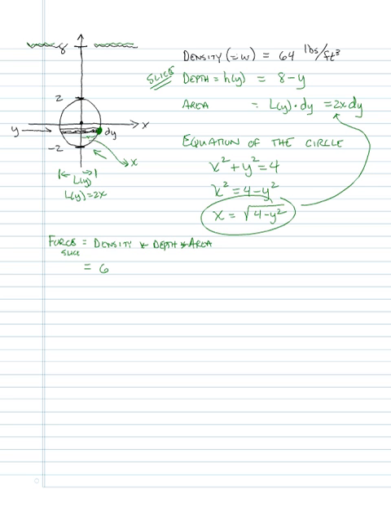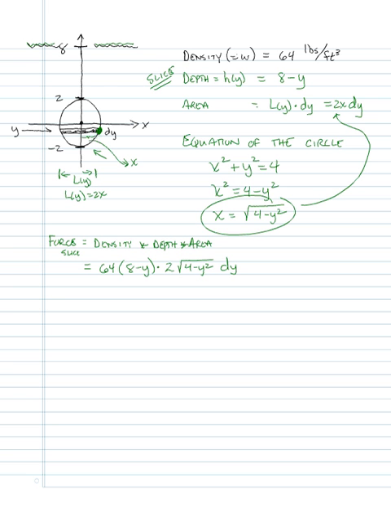The density is 64. The depth is 8 minus y. And the surface area is 2x times dy. Well, we need to write 2x in terms of y. 2x is the same as 2 times the square root of 4 minus y squared, dy.